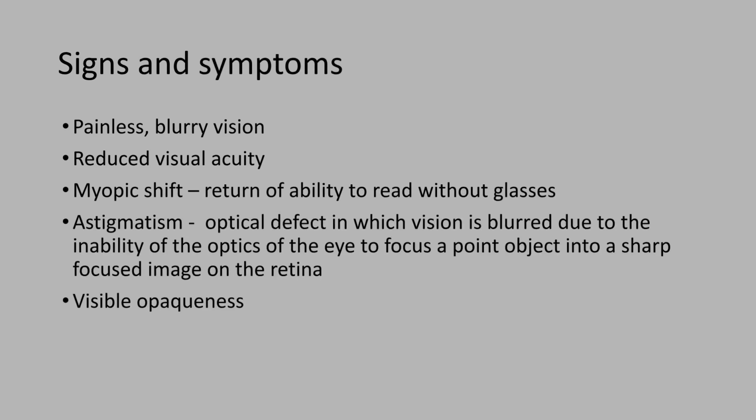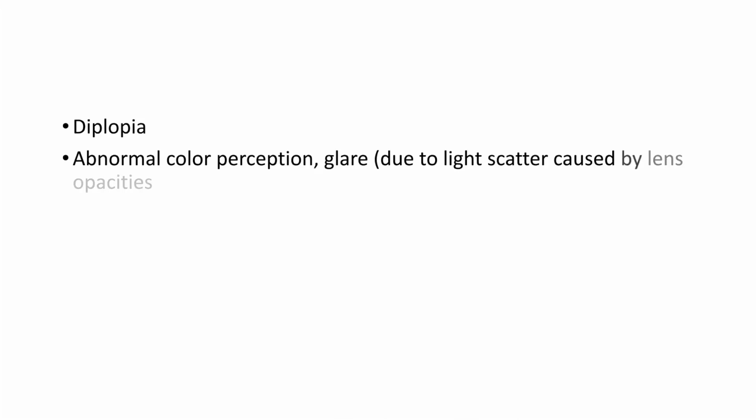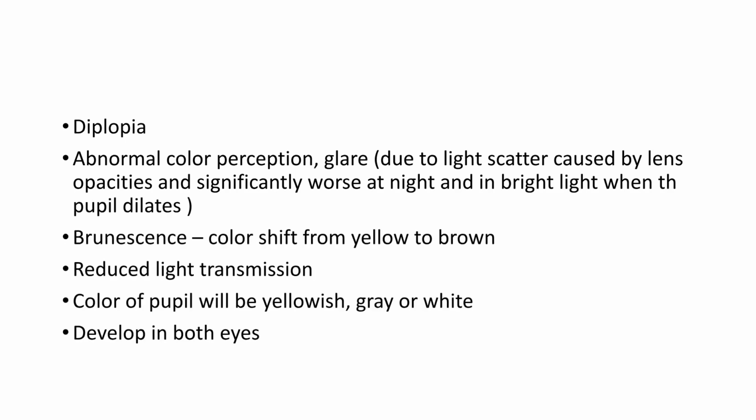Cataract signs and symptoms include painless, blurry vision, and reduced visual acuity. Patients may experience a myopic shift or a return of the ability to read without glasses. Other symptoms include astigmatism and visible opaqueness. Further symptoms include diplopia, abnormal color perception, and glare, which is often worse at night.